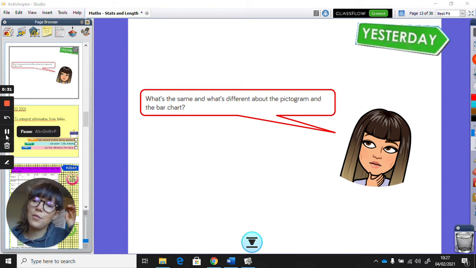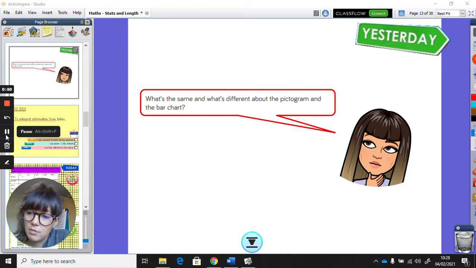So you should have paused the video and had a go at answering this question. Now there's lots of answers that it could be. What is the same and what is different about the pictogram and the bar chart? So what this question is asking you is basically, do you know what's in a pictogram and do you know what's in a bar chart and how are they similar?